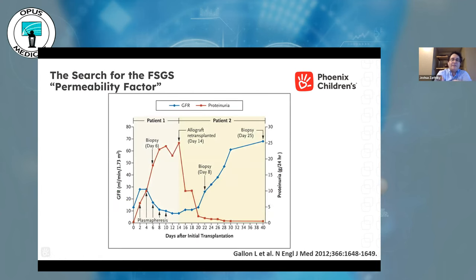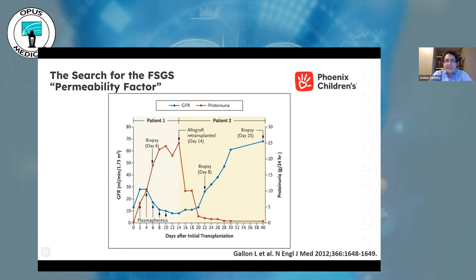So what about FSGS? And if you know anything about FSGS, in nephrology, we've been looking for a molecule called the permeability factor. What is this permeability factor? Well, I can show you just with this one slide here. This is almost a thought experiment that was carried out. On the left-hand axis, you have GFR. On the right-hand axis, you have proteinuria. And in the first part, labeled under patient one, a patient with a history of FSGS received a kidney transplant.